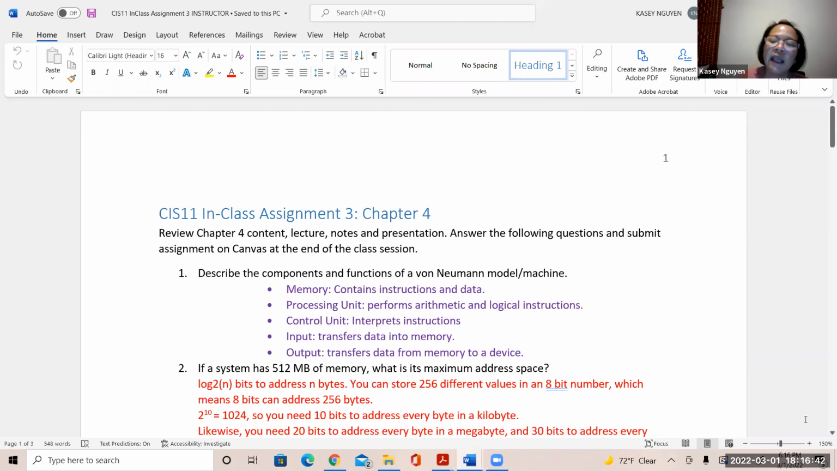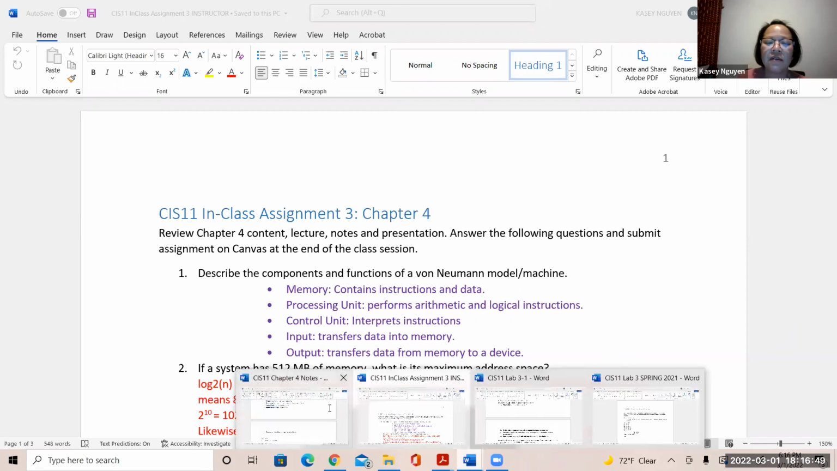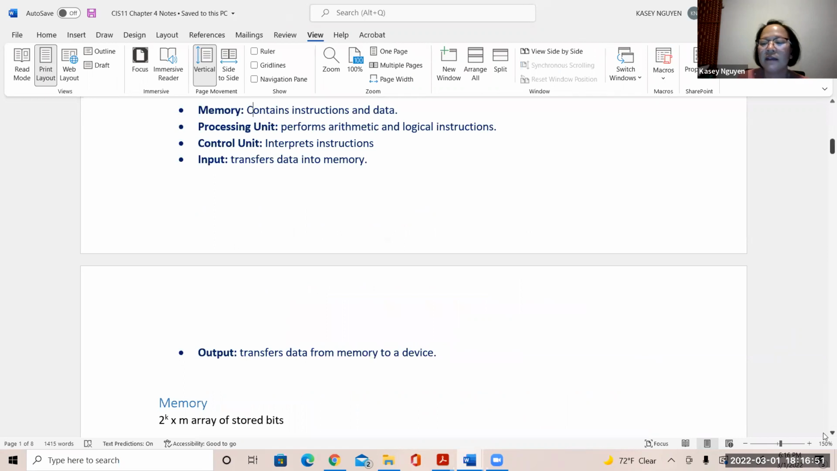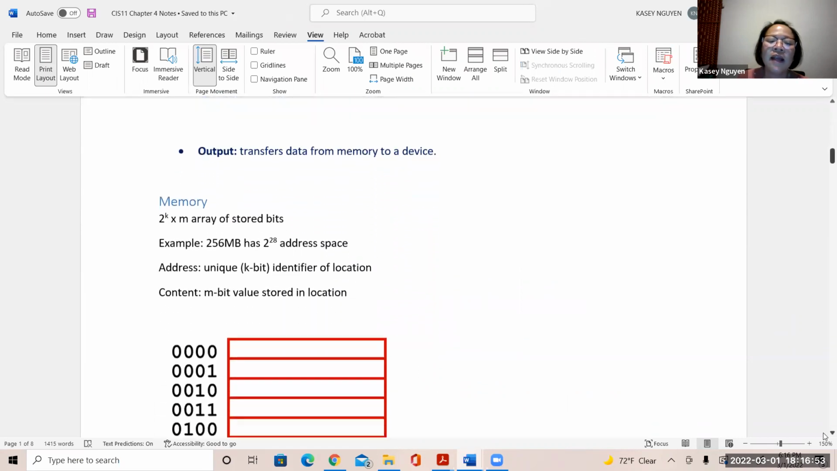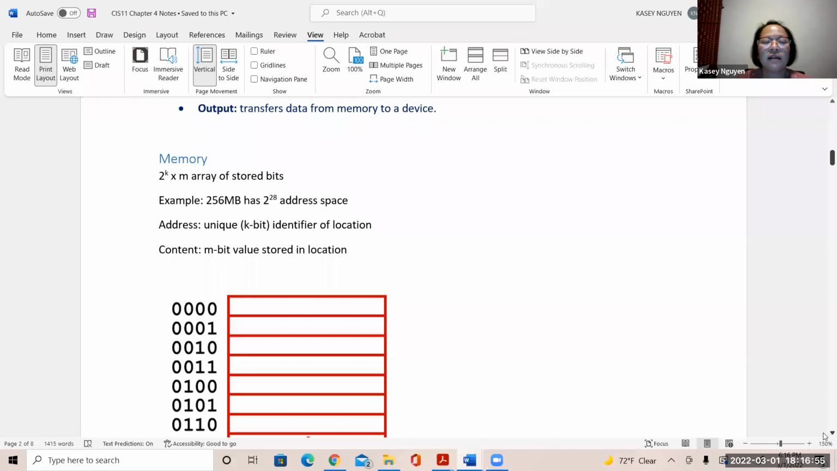Okay, so before I explain number 2, you saw that I put a lot of red notes there, but let's look at your notes. Okay. So now we're going to look at the memory.